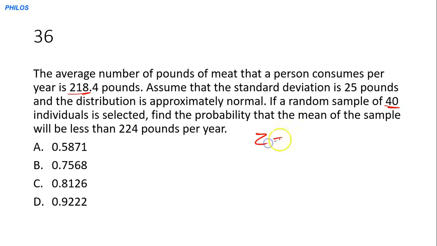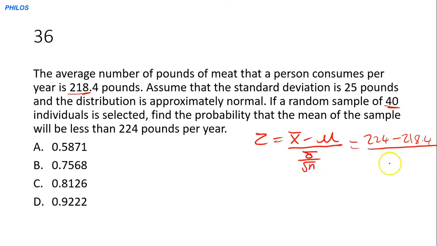So for this, the z will be sample mean minus population mean. This is not a raw score x, it's a sample mean. So in this case, it will be standard deviation over root n. So the sample mean is 224 and then the population mean is 218.4, divided by our standard deviation, 25 over the n is 40, so root 40. If you put this on calculator, we get positive 1.42.